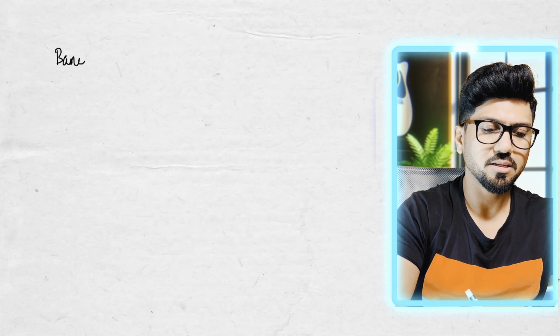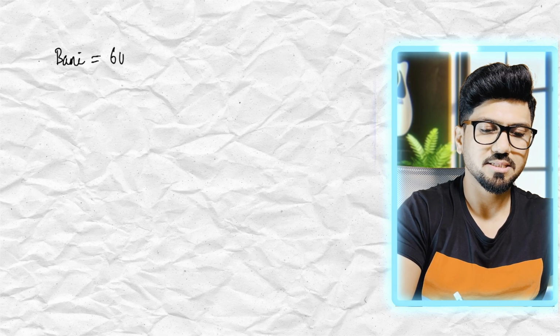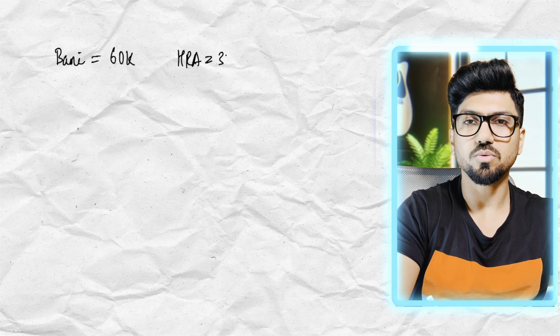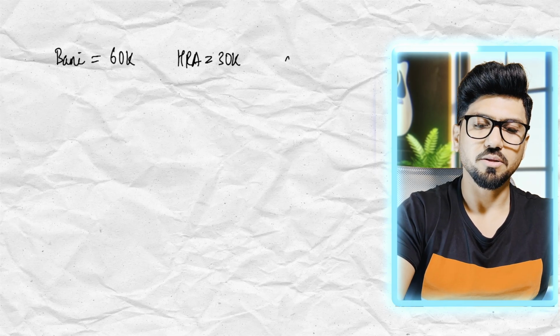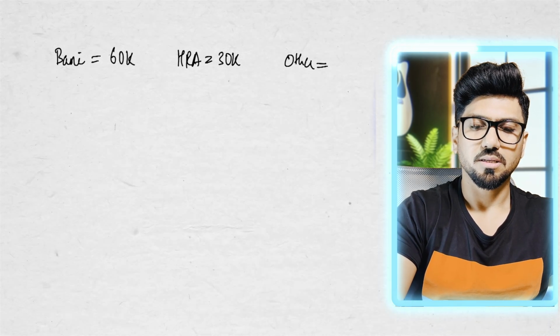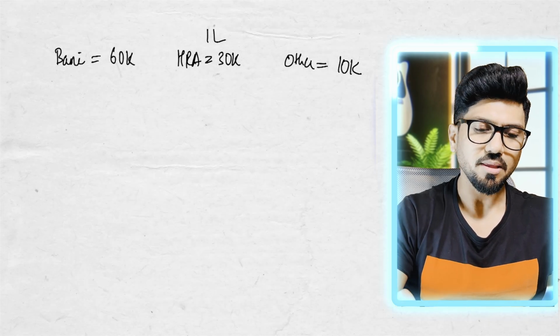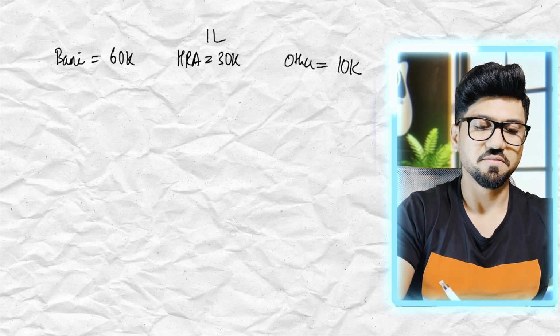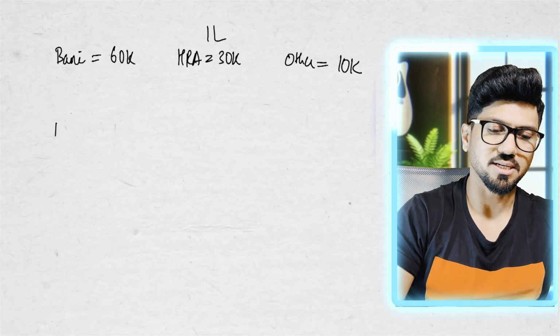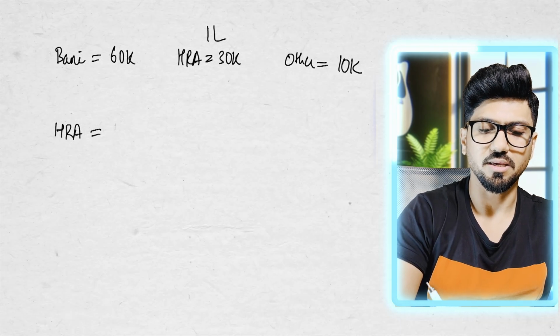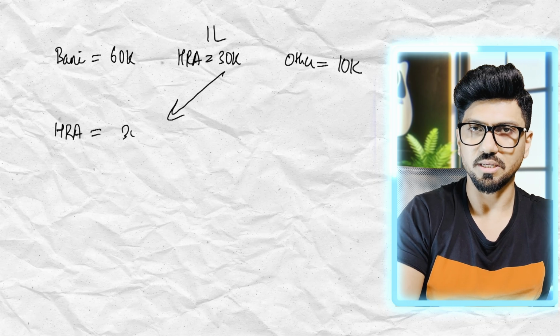So your basic was 60k. Your HRA is equal to 30k. And your other, let's assume it is 10k. Total salary is equal to 1 lakh. Now I said 3 clauses. The first clause is very important to understand. Actual HRA paid by the company. In this case, it is 30k. So this comes out to be 30k.